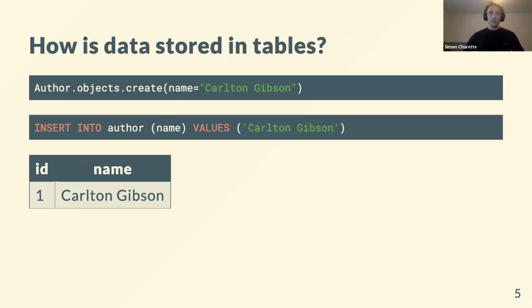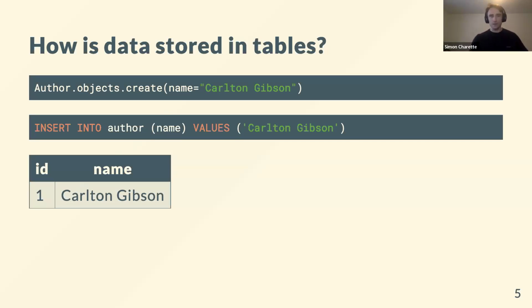How is data stored in these tables? If we use author.objects.create, if you use the ORM a bit, you might be familiar with this method. It allows you to create objects. So you pass the exact fields that you define in your model, and this will translate to this INSERT INTO SQL query that gets then stored on the database server, a bit like you see in the ID and name table there. In this case, the ID is implicit because it's the default one that Django provides, but that's the way the query gets translated.